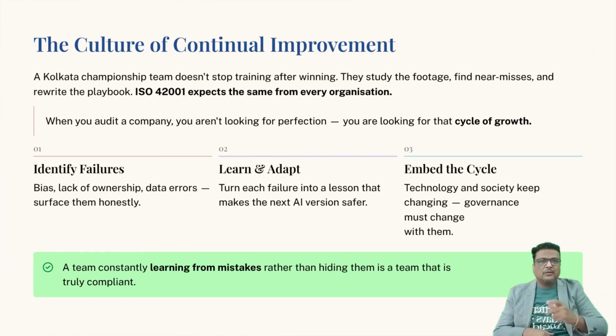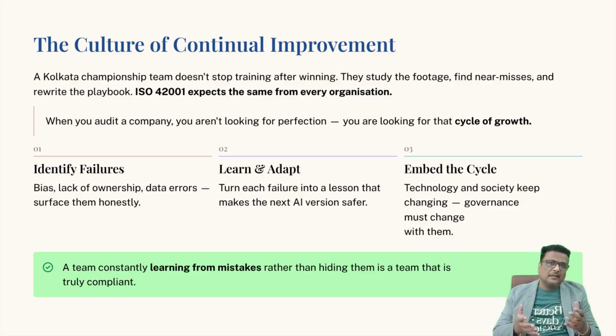A legendary sports team in Kolkata doesn't stop training after they win a championship. They look at the game footage, analyze where they almost tripped, and change their playbooks for next season. This is exactly what ISO 42001 expects from an organization.